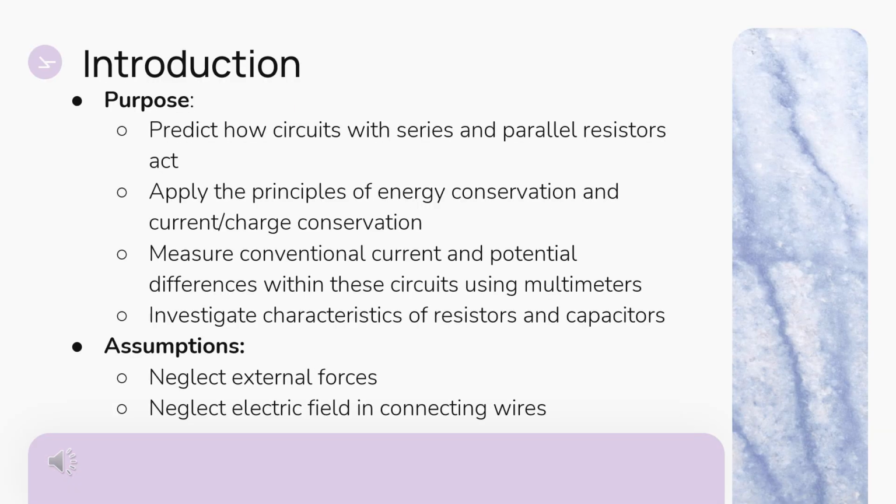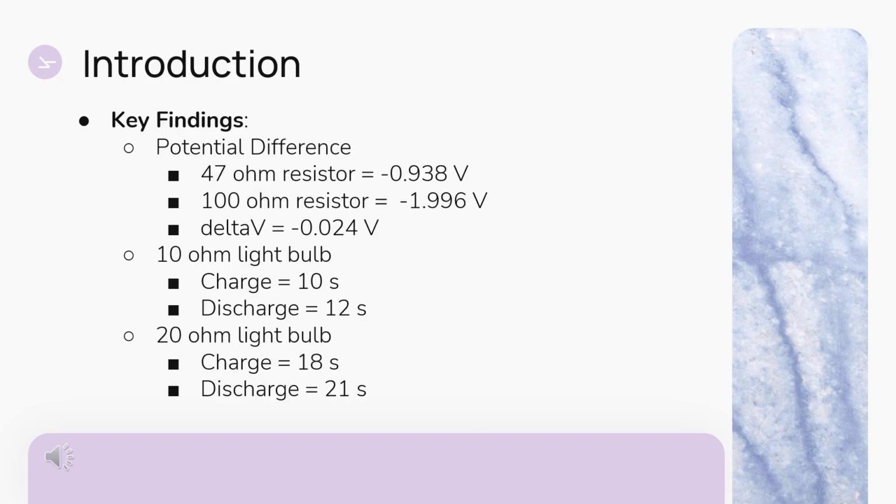For the introduction, the purpose of this lab is to predict how circuits with series and parallel resistors react, and to apply the principles of energy conservation and current/charge conservation, and measure the conventional current and potential differences within these circuits using multimeters, investigate characteristics of resistors and capacitors, and the assumptions are to neglect external forces and electric field in the connecting wires. So this is the introduction part, and it includes the key findings.